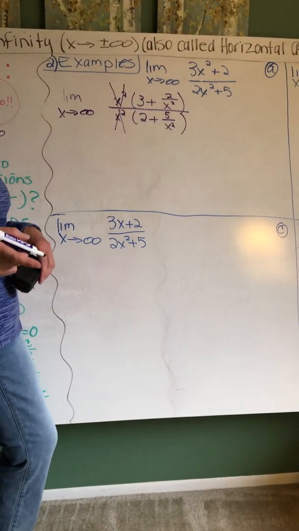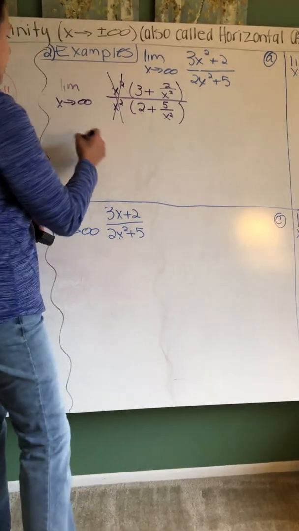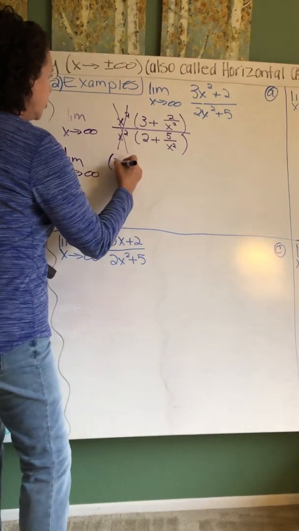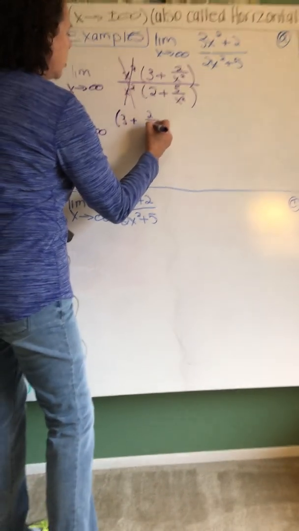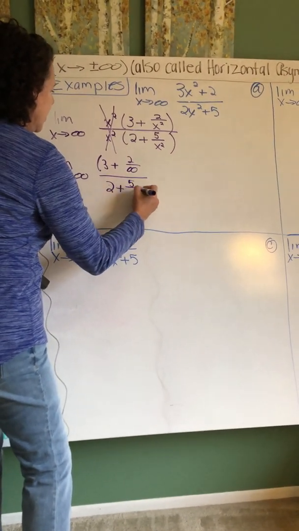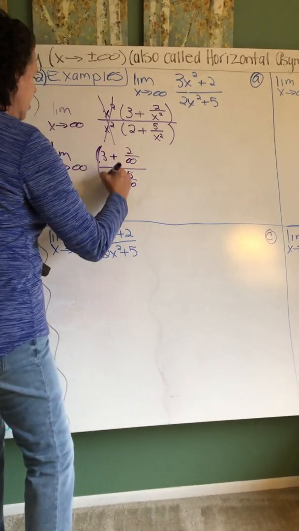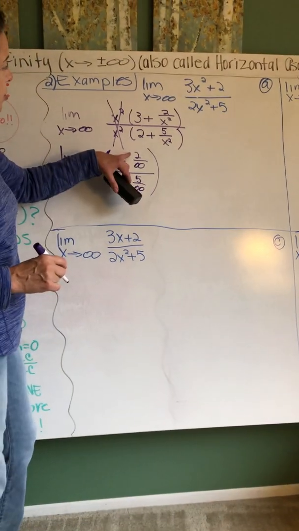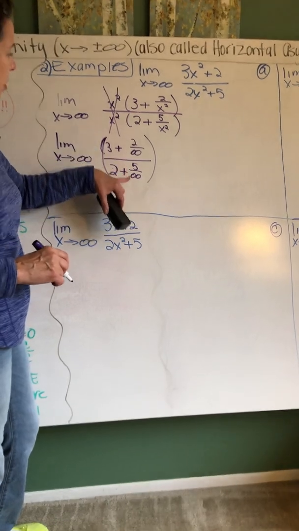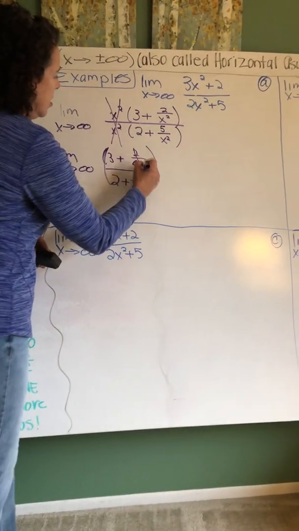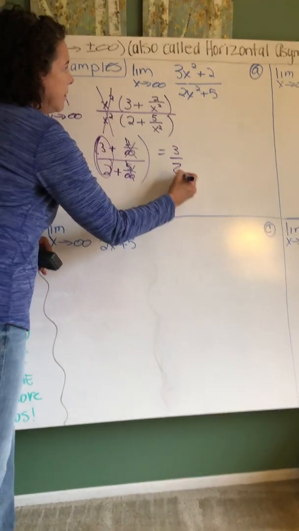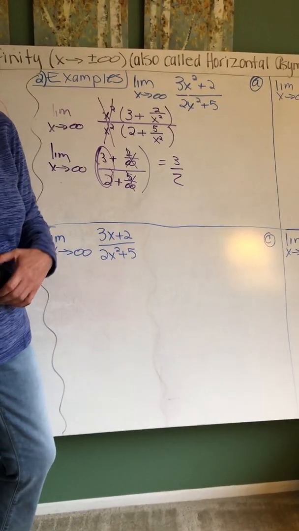Now let's try direct substitution using infinity. The limit as x approaches infinity of 3 plus 2 over infinity squared, which is just infinity, divided by 2 plus 5 over infinity squared. There we go. Notice 2 divided by infinity is a very, very small number approaching 0. Same here. And I am left with the 3 halves I felt I might see logically.